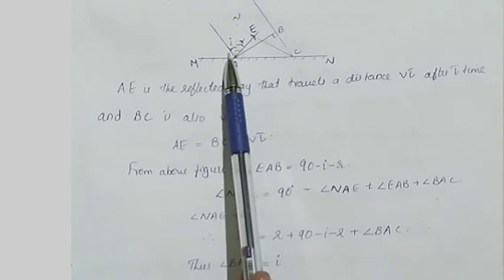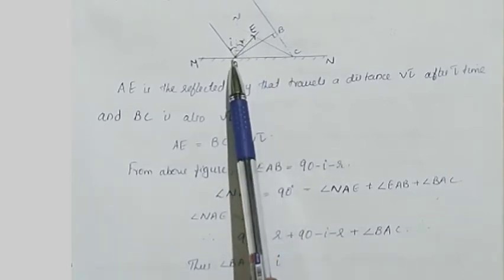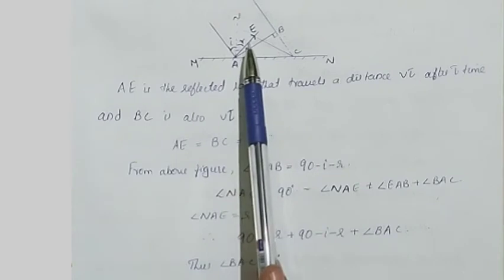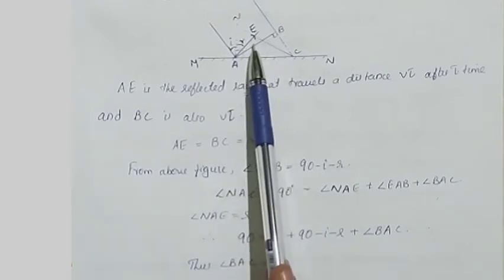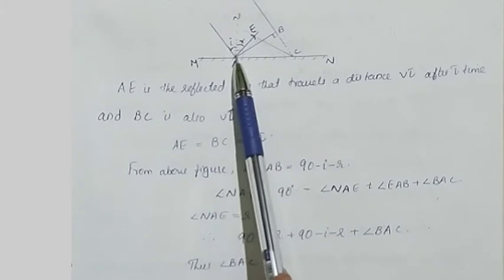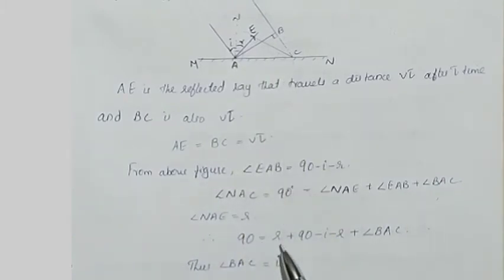So in total we can write that 90 degrees is equal to angle NAE, which is R, plus angle EAB, which is 90 minus I minus R, plus angle BAC. That is, 90 is equal to R plus 90 minus I minus R plus angle BAC. Therefore, we can write angle BAC as I itself. Here R and R get cancelled, and when we take 90 minus I to the other side, we obtain angle BAC as I itself. Thus one angle of our triangle ABC is obtained as I.